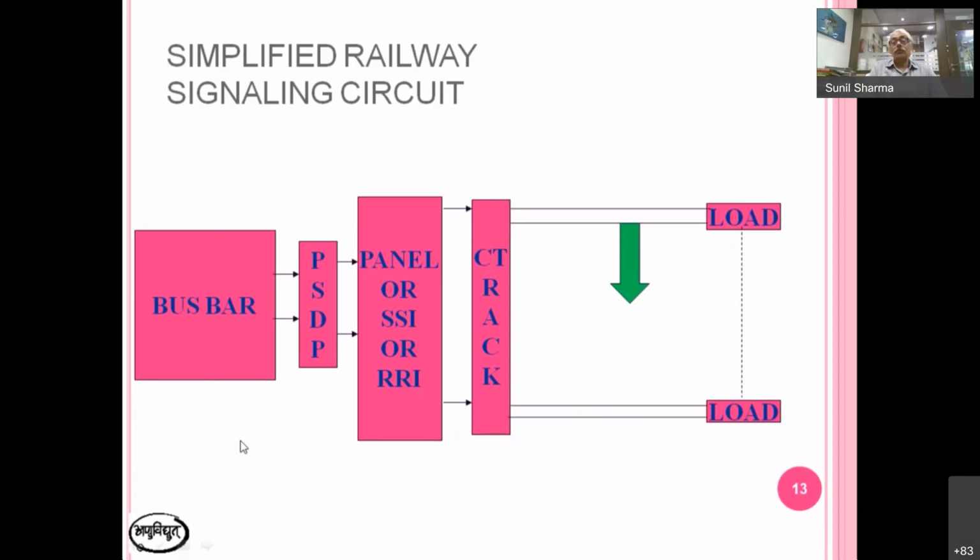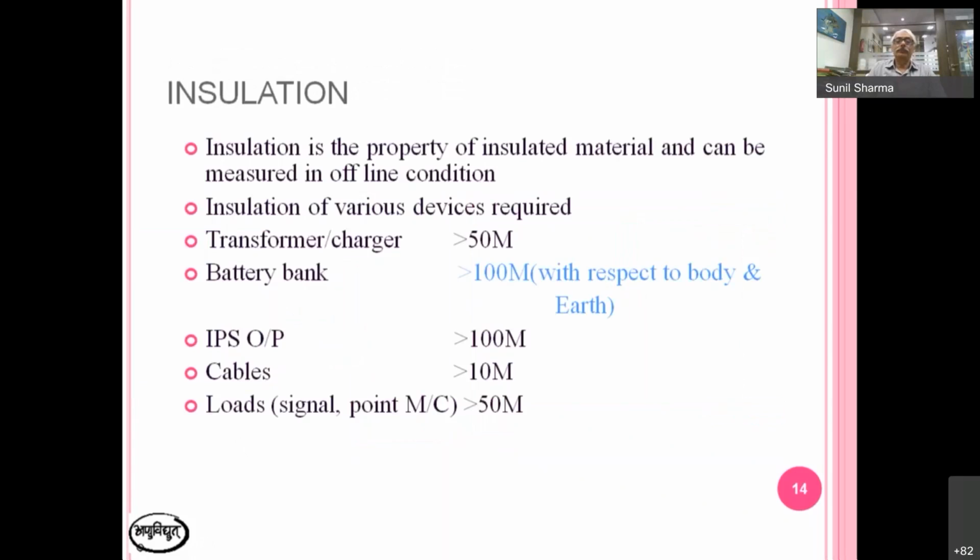Maybe you don't know, but don't worry. Maybe you know, but you have no instrument to detect it and prevent it. All your doubts will be cleared in this presentation. Okay, sir? Let us move. Let us take an example. And these are the insulation figures mentioned in the various specifications. The transformer and charger more than 50 meg, IPS output more than 100 meg, cable 10 meg per kilometer, and load and signal point machine more than 50 meg.